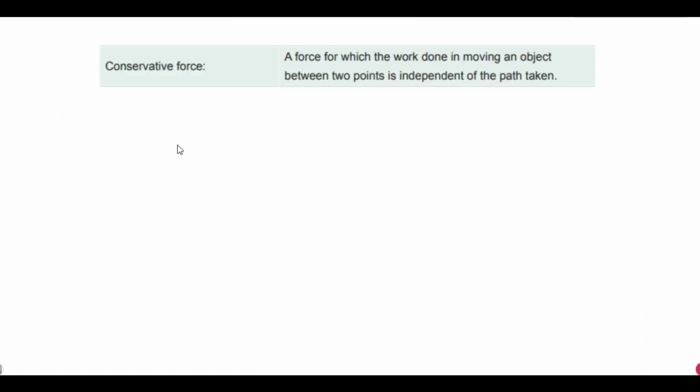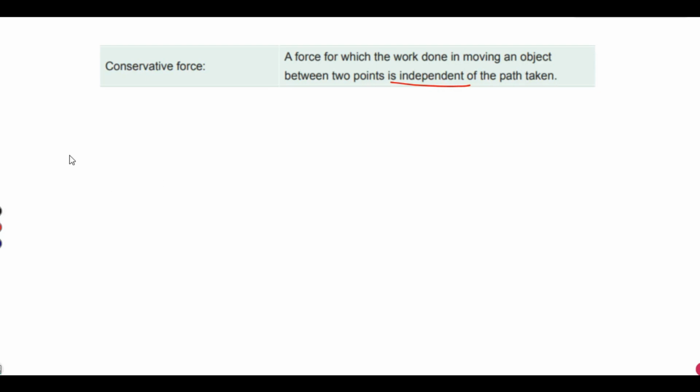So now we have what is called a conservative force. According to the provided definition, it is a force for which the work done in moving an object between 2 points is independent of the path taken, right? So this one is independent of the path taken. So what this means is that no matter where the object is moving, the direction of that force never changes.